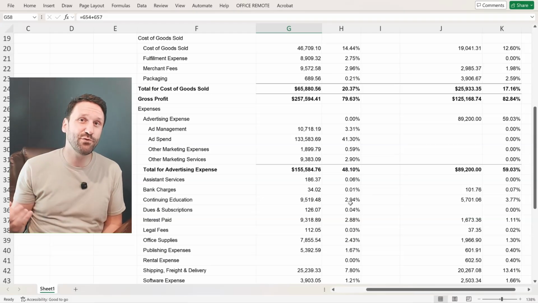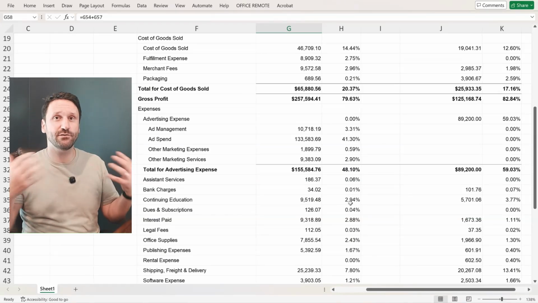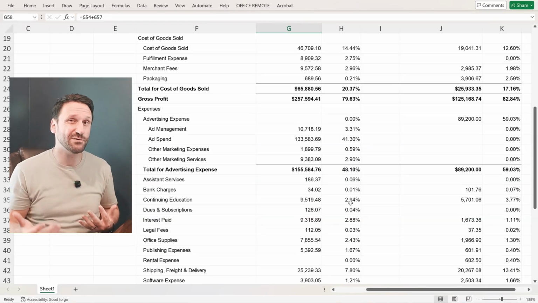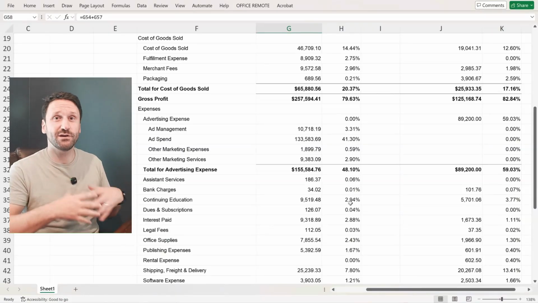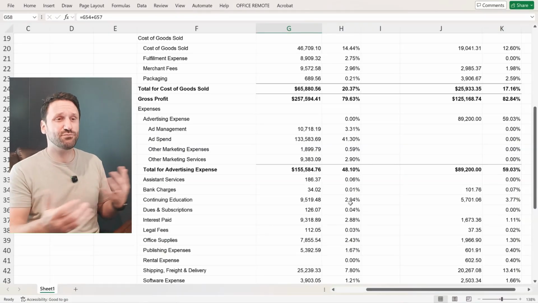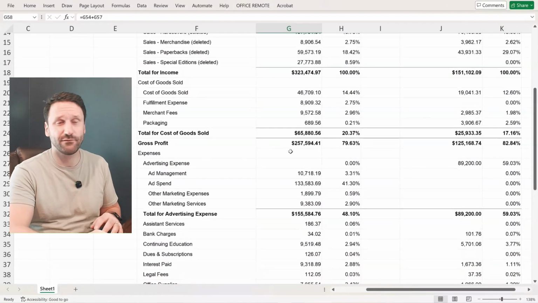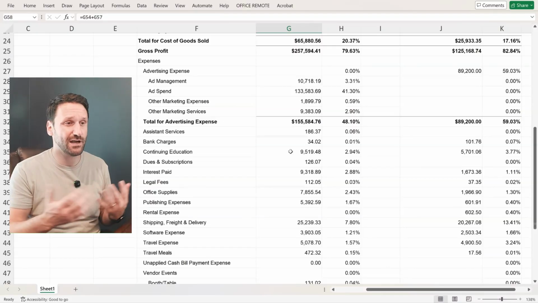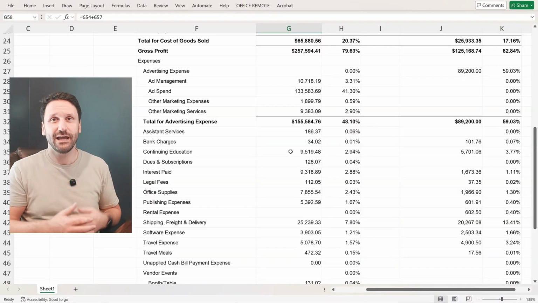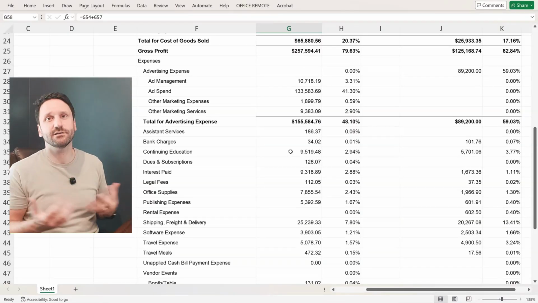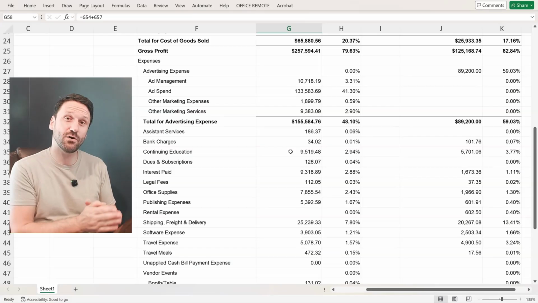That's why it's really important to be in communities and be around other authors where you can compare notes. You don't have to share all your numbers, but you can ask, hey, what's everyone's profit percentage? What's everyone's gross profit percentage? What's everyone's ad spend percentage to revenue? And get those numbers from other people so you can compare yourself to authors similar to you.